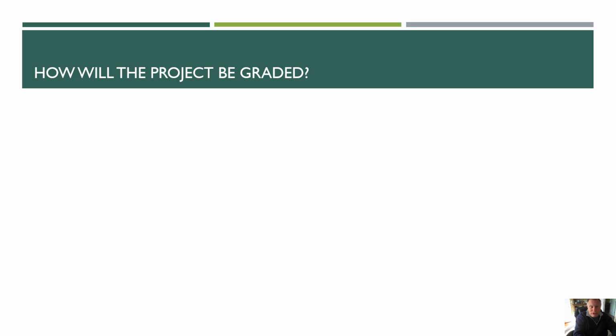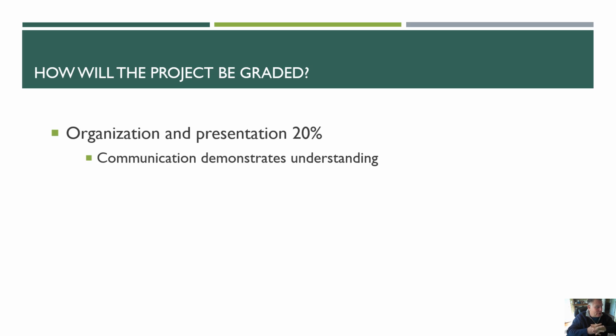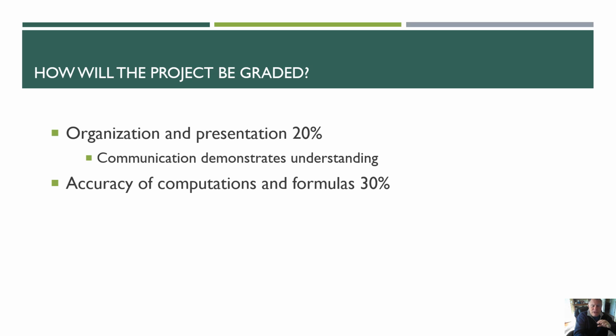So how are we going to grade the project? The first thing is organization and presentation. This is a big piece of any communication, is how well organized and presented it is. Because communication demonstrates understanding, okay? And that can be things simply as rounding, organization, use of visuals, colors, etc. Accuracy of any computations and formulas needs to work. That's important. Clarity and depth of responses.